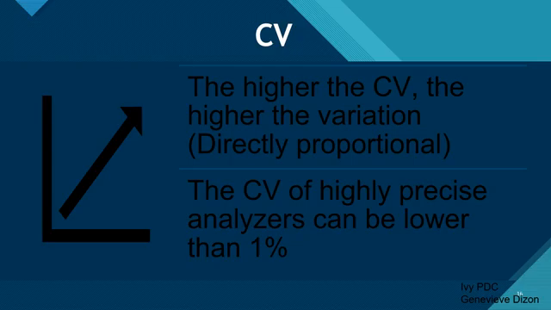For interpretation, when we get the coefficient of variation, the higher the CV, that means there is a higher variation. They are directly proportional. But for chemistry, the CV of highly precise analyzers can be lower than 1. So the lower the CV, the better, because that means the more precise the analyzers are.